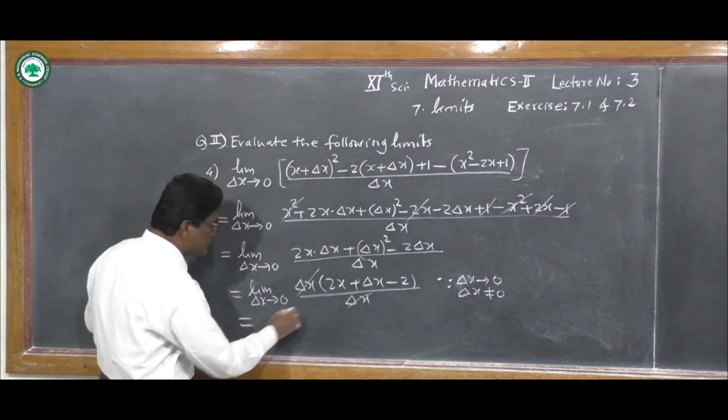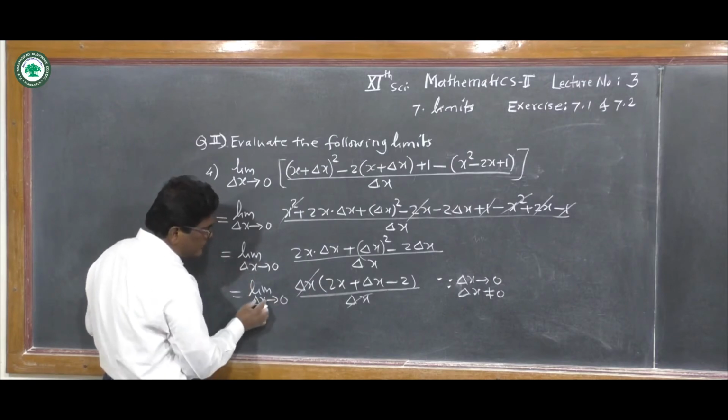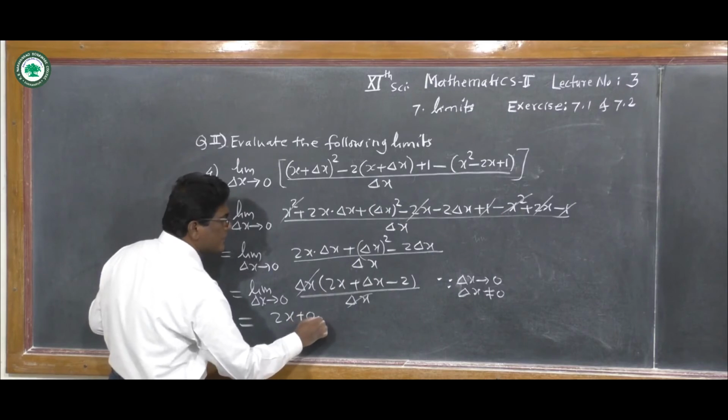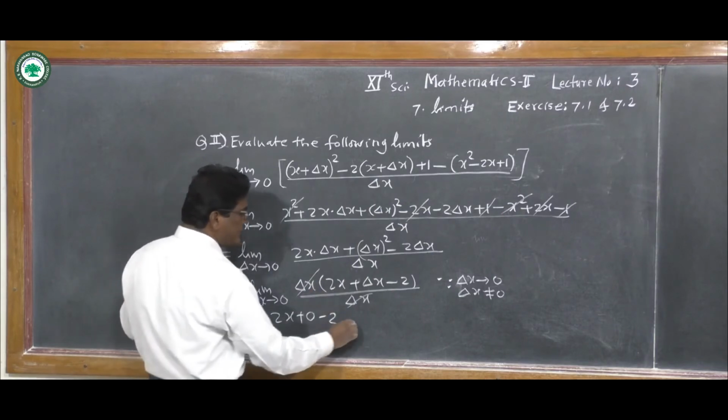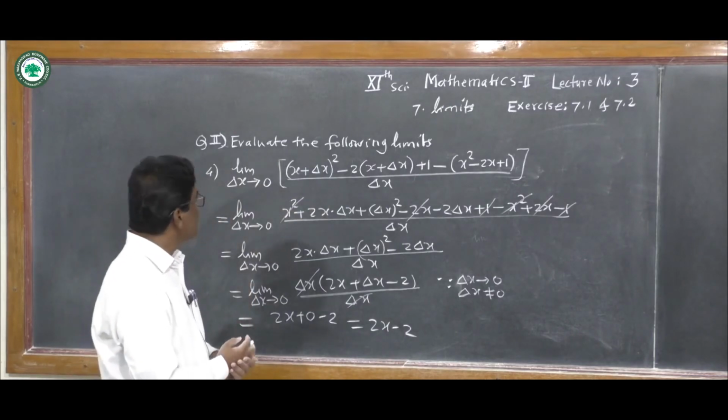So we get 2x as it is. We have to put delta x as 0, not x as 0. So twice x as it is, plus delta x is 0, and this minus 2. So we get the solution as 2x minus 2. This is the final solution.